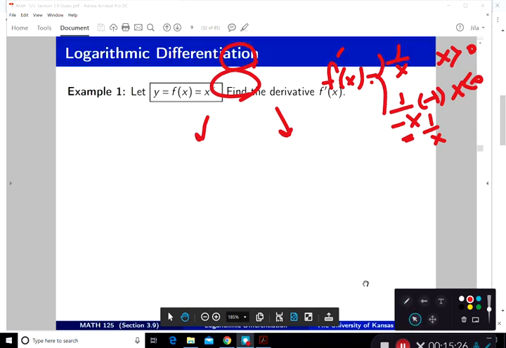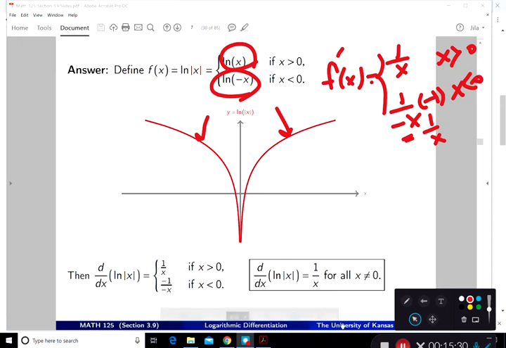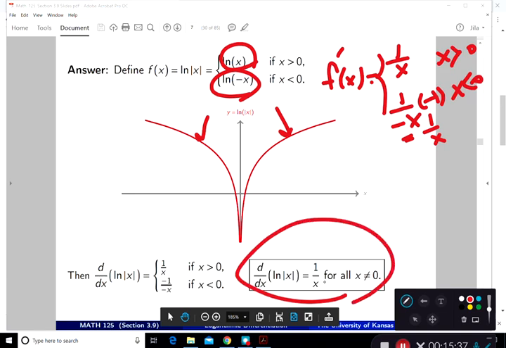So this becomes the formula. The derivative of natural log of absolute value of x is 1 over x for all x that are not equal to 0. Not only is the derivative of natural log of x that, but the derivative of natural log of absolute value of x is the same thing.